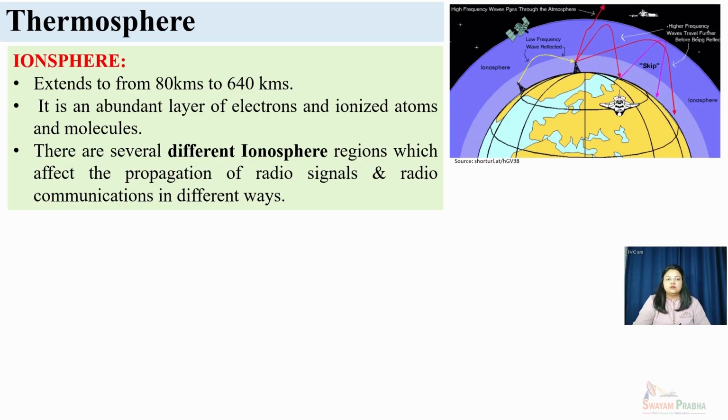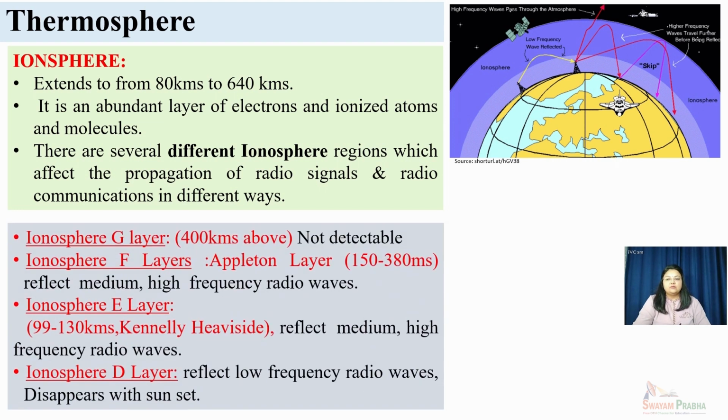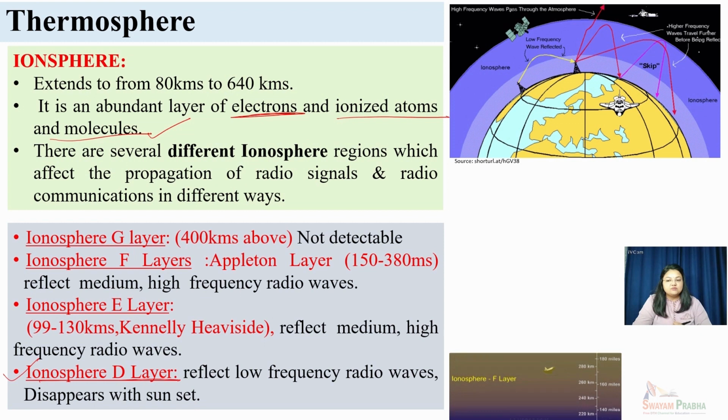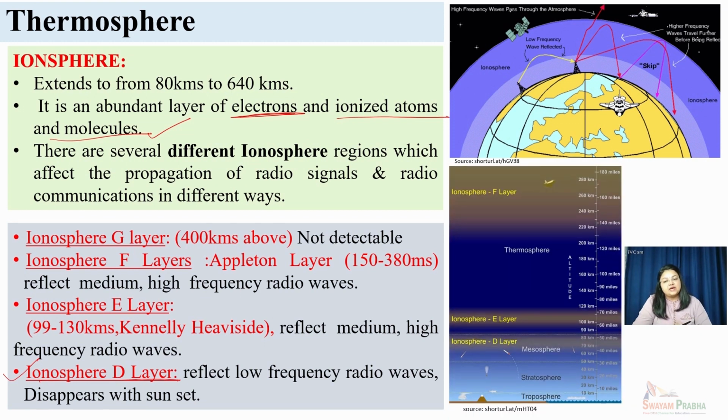The ionosphere is found in the lower margins of the thermosphere, extending from about 80 kilometers to 640 kilometers. It is an abundant layer of electrons and ionized atoms and molecules. There are several different ionospheric regions which affect the propagation of radio signals and radio communication in different ways. These ionized atoms and molecules help in deflecting radio signals, hence they are important for Earth. The whole ionospheric region is divided into various small layers, based on the frequency of radio waves they deflect or reflect.